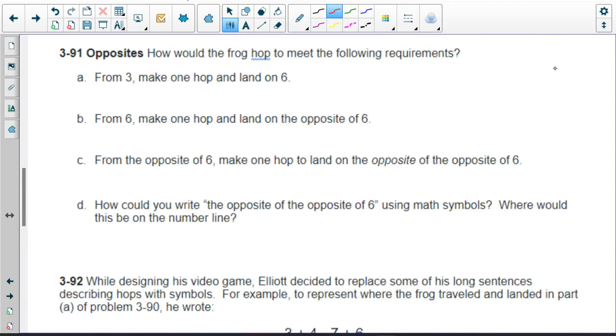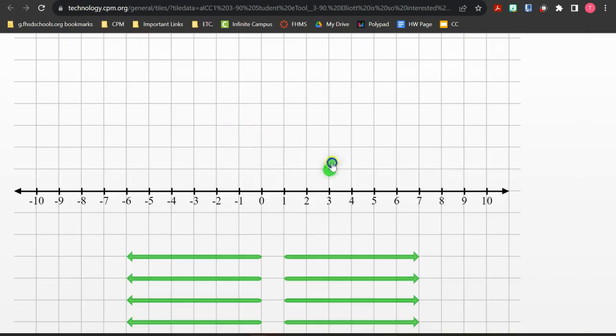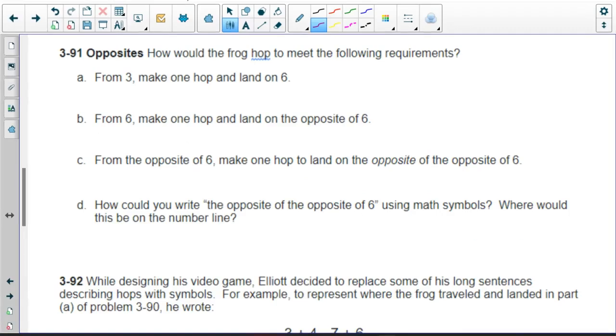We're really going to focus on opposites now. How would the frog hop to meet the following requirements? If our frog is at 3, he makes 1 hop and lands on 6. So we have to think about what direction our frog is going to hop and how many to get to 6. He's at 3 and he hops 1 hop to get to 6. How much did he move and in what direction? And hopefully you see that he moved to the right 3.